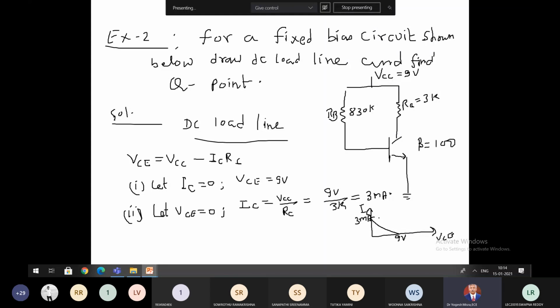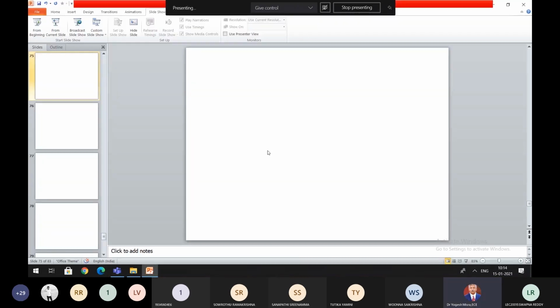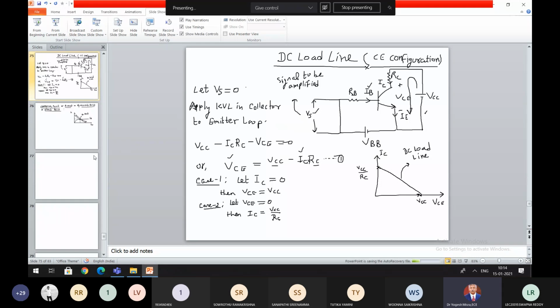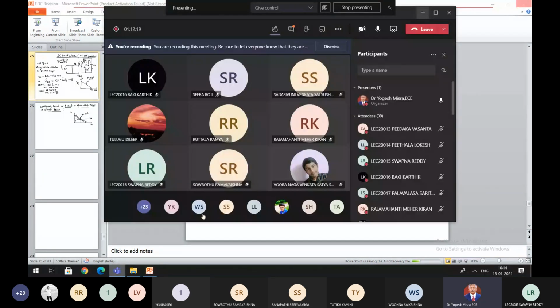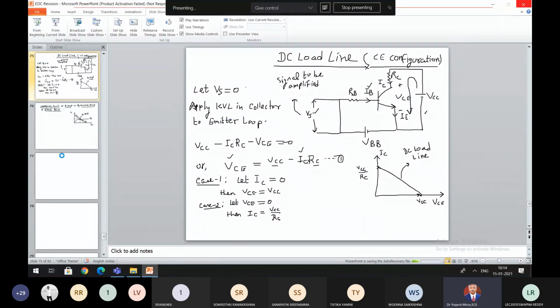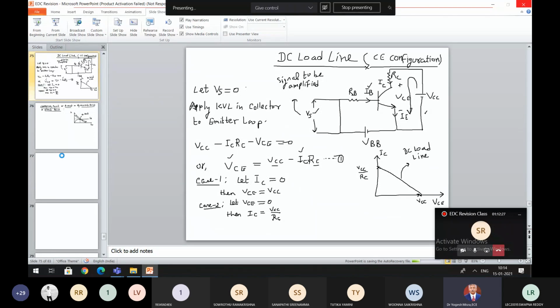Now we have to find the operating point, right? So operating point means, one minute. One minute. This slide is saving.